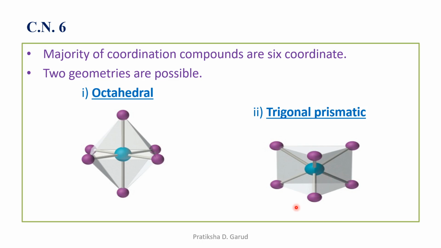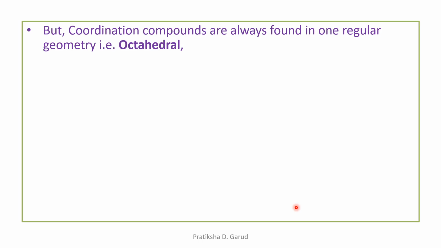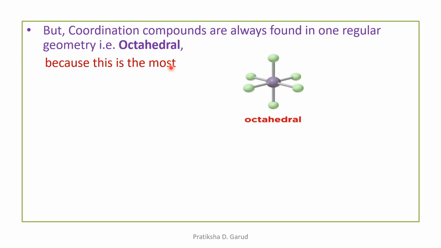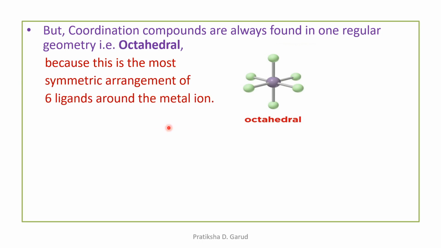Now out of these two arrangements, the octahedral arrangement is more stable, or we can say that coordination number 6 is always found in one regular geometry, that is the octahedral geometry, because this is the most symmetric arrangement of 6 ligands around the metal ion. We can see that in this octahedral geometry all the 6 ligands are arranged symmetrically. Therefore this is the most stable. Its example is Zn(NH3)6 2+.